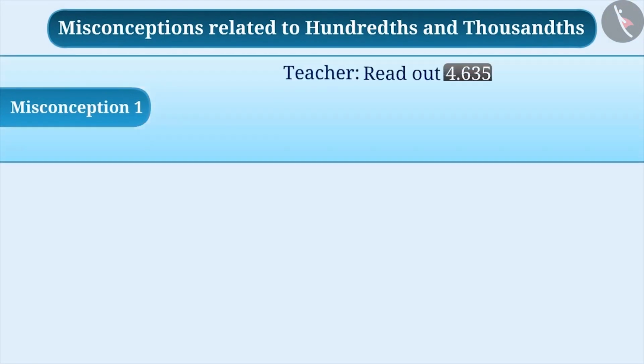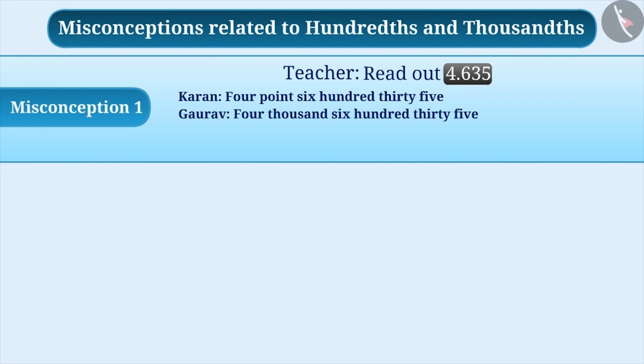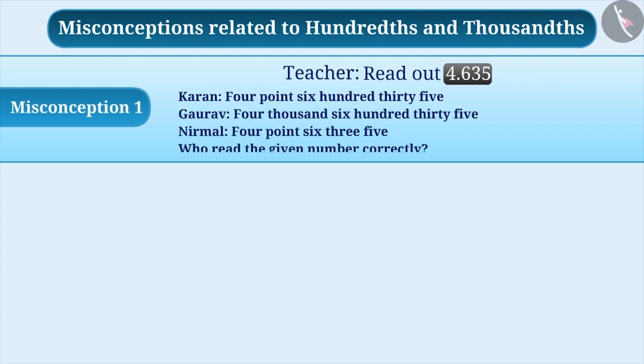Misconception 1. The teacher has written a number on the blackboard and asked the students to read it. Karan read it as 4.635, Gaurav read it as 4,635, and Nirmal read it as 4.635. Identify who read the given number correctly.